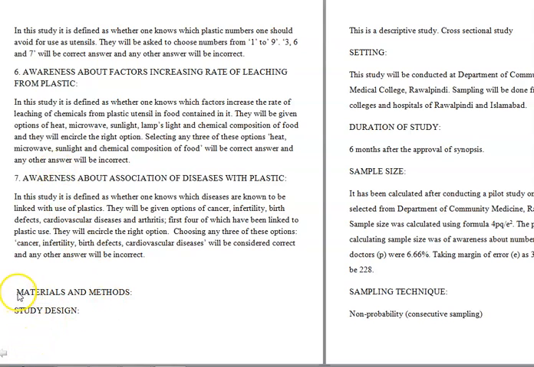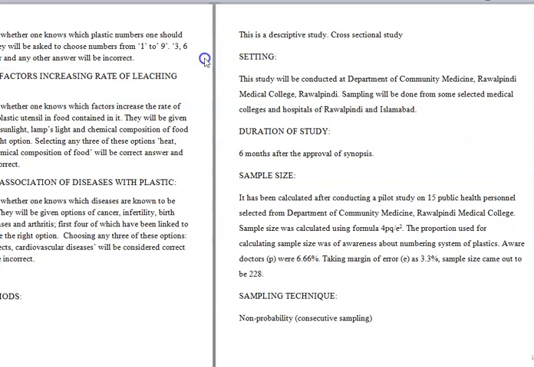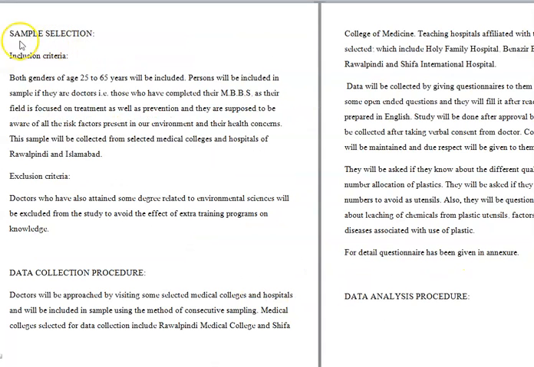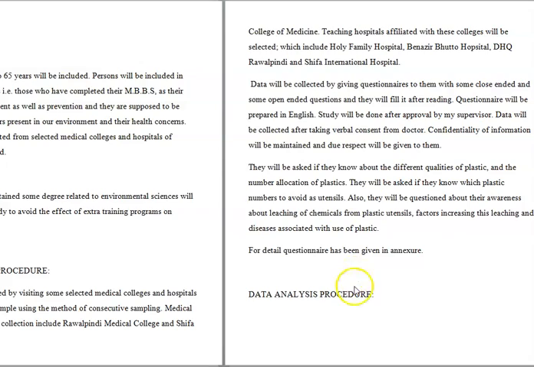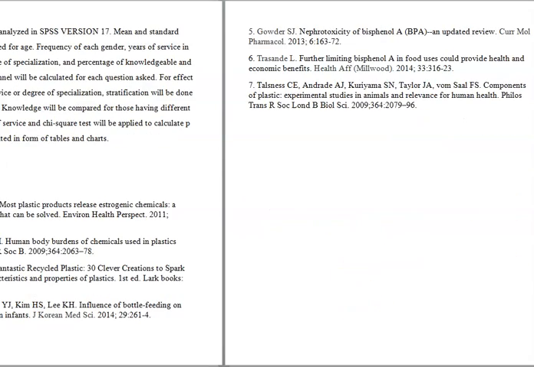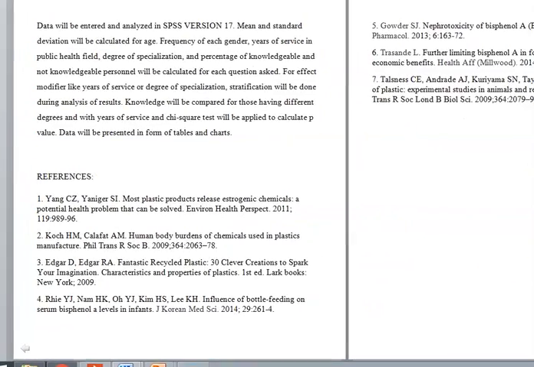After that, I have given the materials and methods: my study design, my study setting, duration of study, the sample size with justification, the sampling technique, the sample selection criteria, the data collection procedure, all the details of the questionnaire, the data analysis procedure, and then the references.